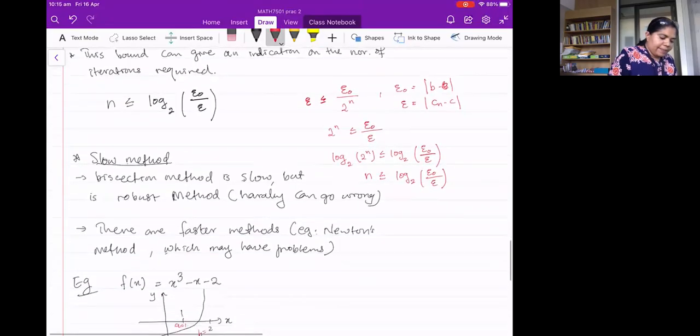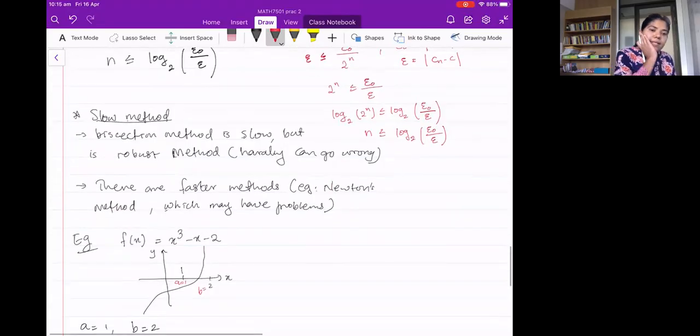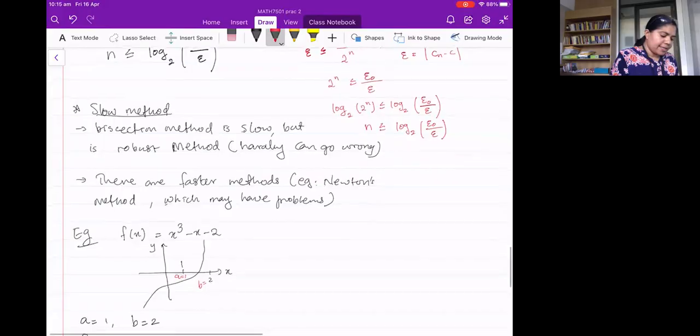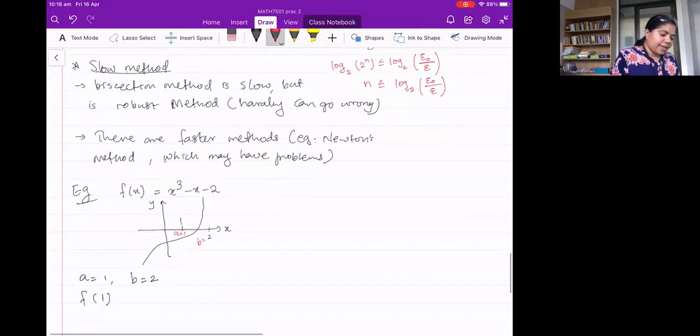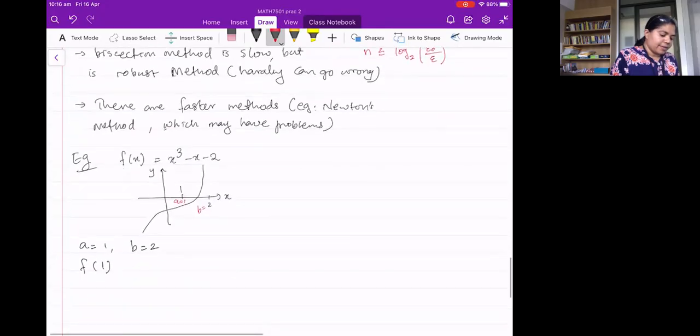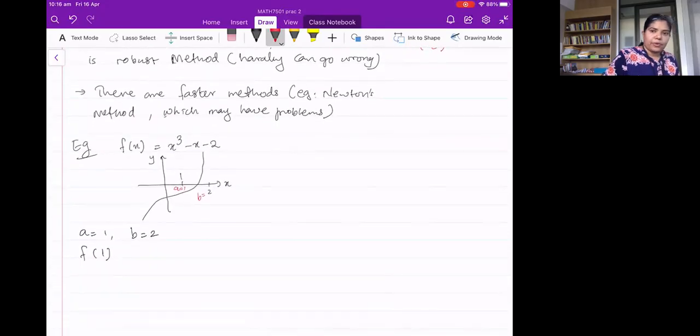Now the disadvantage of this method is that it's slow. There are faster methods than the bisection method, for example the Newton method is fast, but it also has problems. But the advantage of the bisection method is that a solution is guaranteed. It can hardly go wrong.